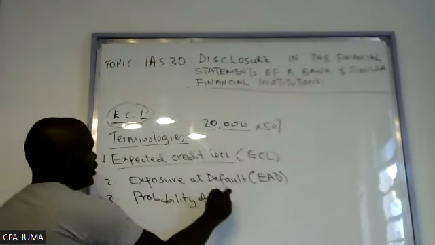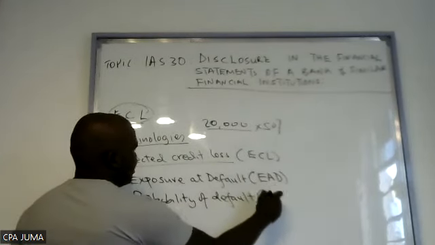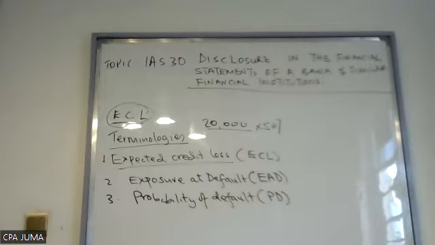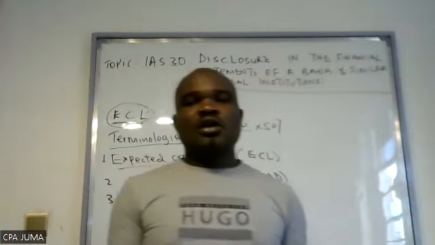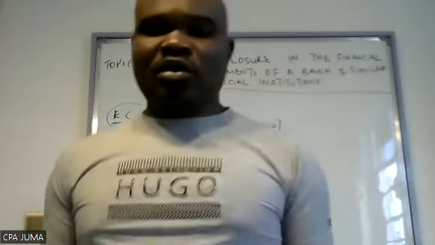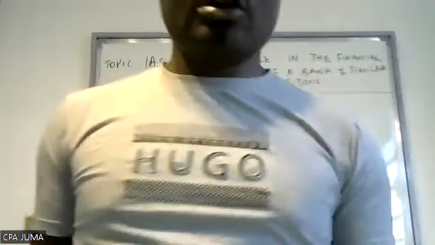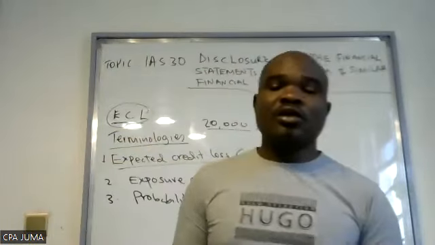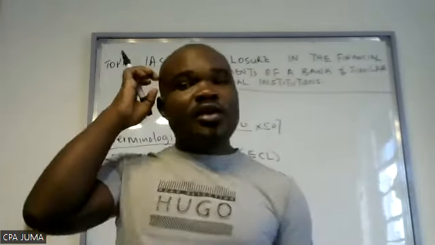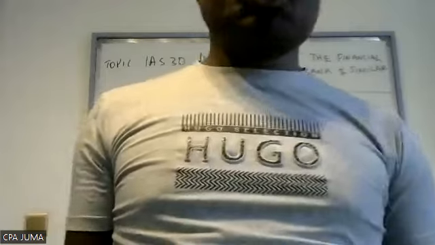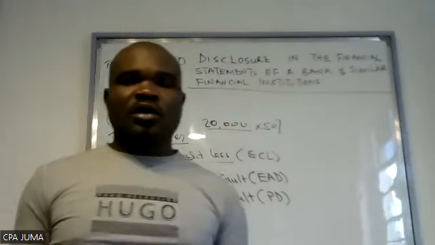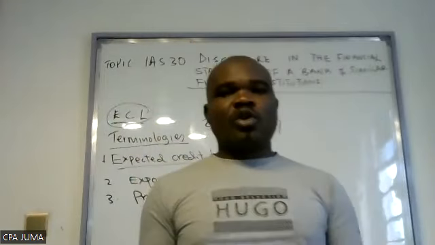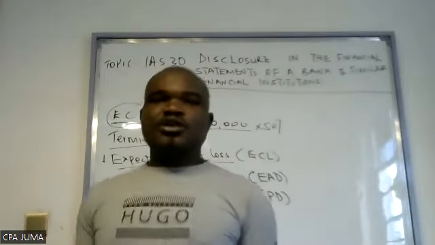Probability of default. PD. That one we normally call PD. Probability of default is the likelihood that the borrower will fail to pay back the loans. Full stop.